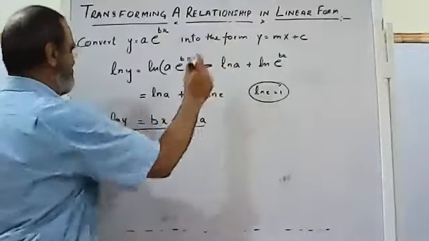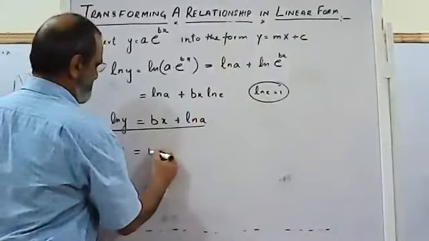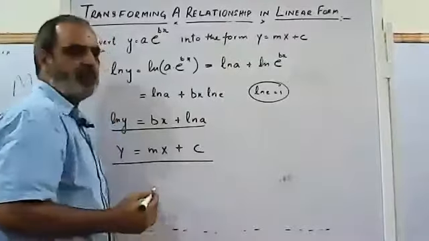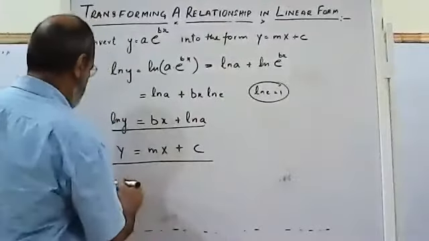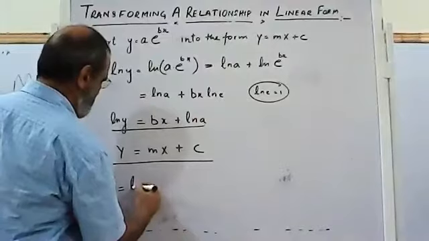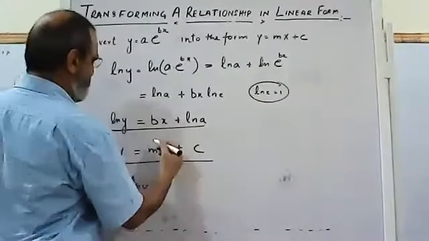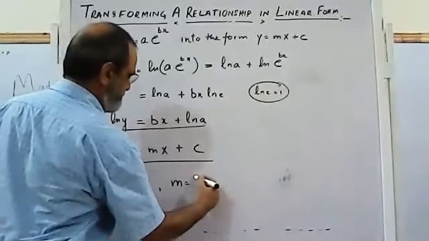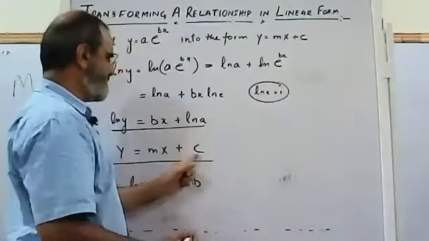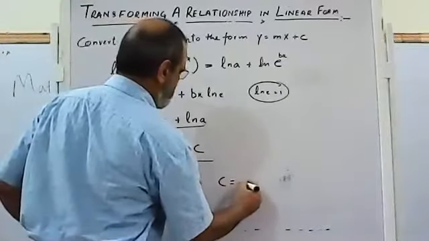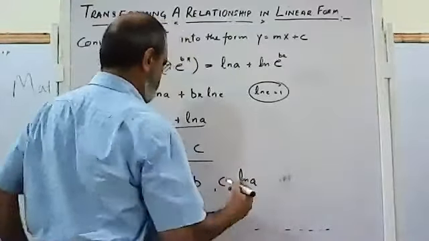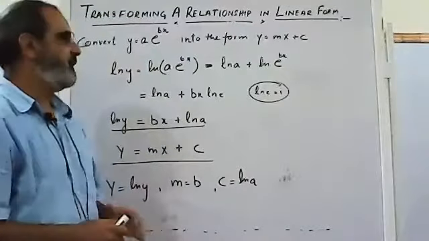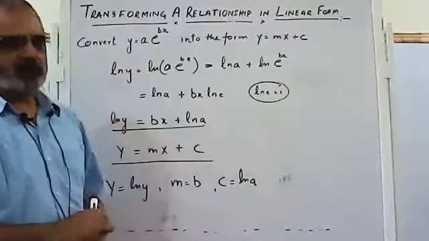It is similar to y is equal to mx plus c. If we compare these two equations, we get y is equal to ln of y, gradient m, and y-intercept c. So this is how we are going to convert an exponential equation into a linear equation of a straight line.